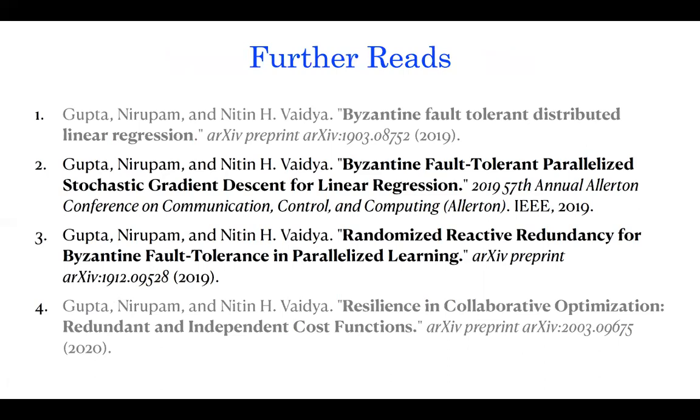Now, we have also considered a fault tolerance setting in parallelized distributed learning, parallelized machine learning settings, where the agents are basically workers that are computing the gradients or stochastic gradients for the server, which is assuming the role of a master. And we have proposed an optimum reactive redundancy based coding scheme for tolerating such faulty workers in the system.